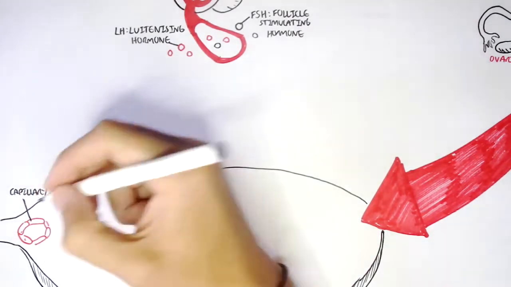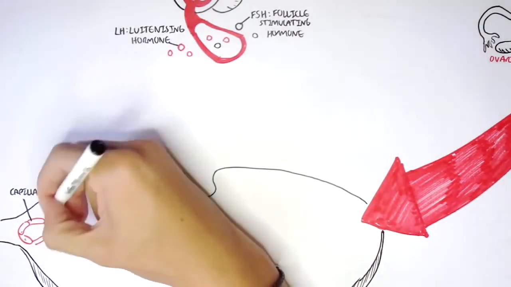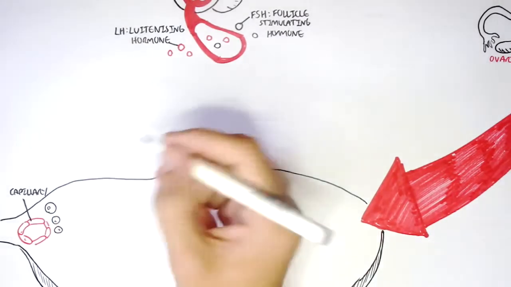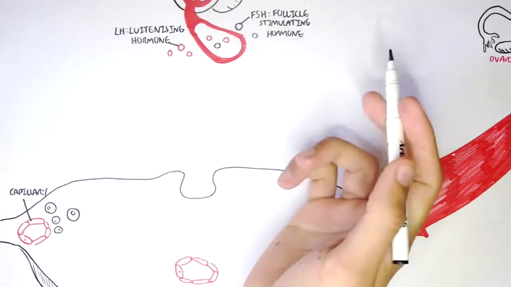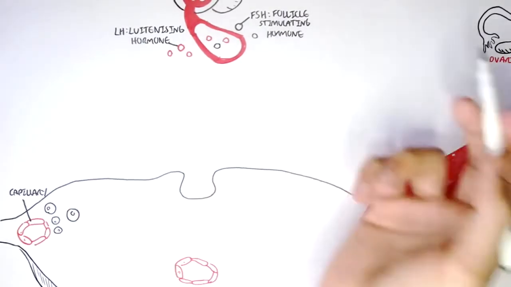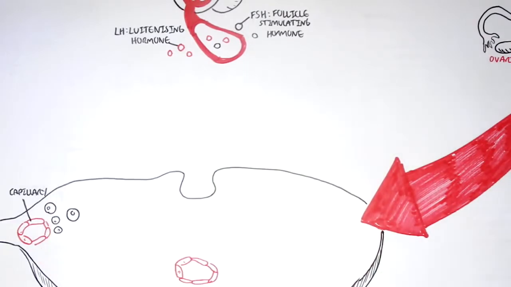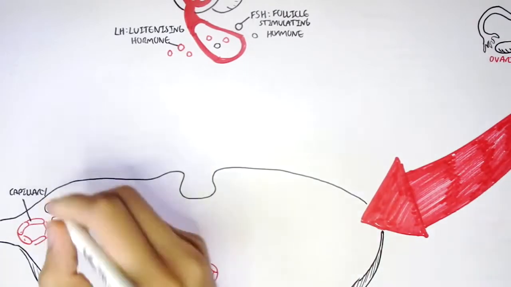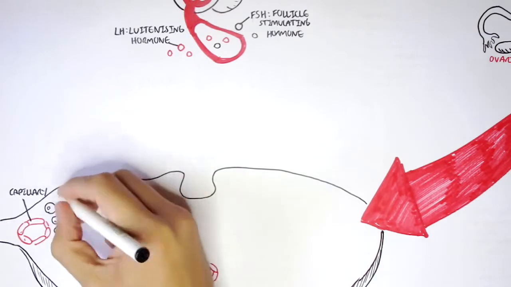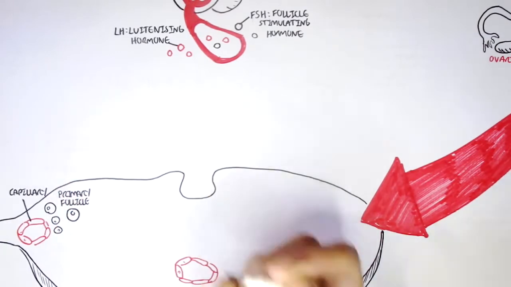Now in each ovary there are follicles. Women have many follicles in the ovaries, and each month only some will begin to mature, but only one will ovulate and produce an egg.